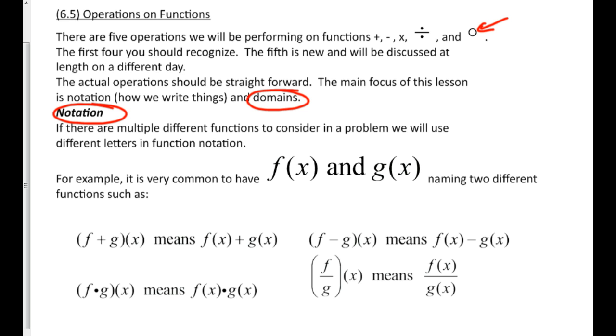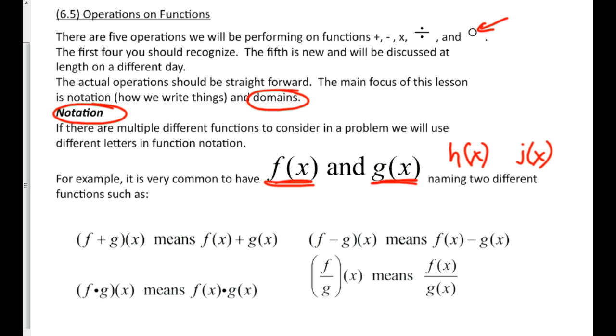We know that function notation is f of x. But suppose I have more than one function in the same problem. Well, I can't use the letter f again because I've already used the letter f for the original function. If I have a second function, I might call him g of x. You're going to see in your homework f of x, g of x. You'll also have like an h of x and a j of x.